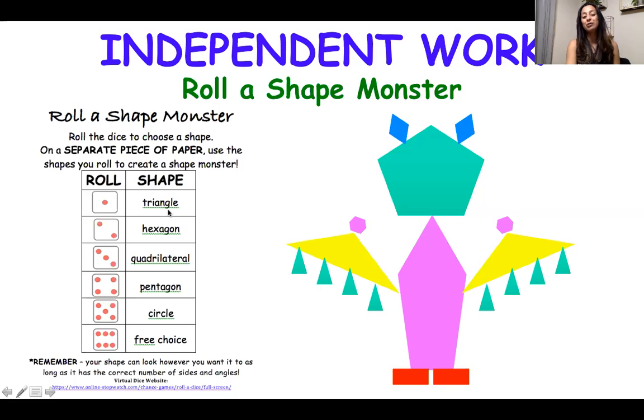So if you roll a 1, you draw a triangle. You roll a 2, you get a hexagon. Roll a 3, you draw a quadrilateral. Remember, there's lots of different ways to draw quadrilaterals. That's a diamond, that's a rectangle, that's a square, that's any shape with 4 sides. If you roll a 4, you're gonna make a pentagon. If you roll a 5, you're gonna make a circle. And if you roll a 6, you get free choice. You get to draw any one of these shapes that you would like, all right?